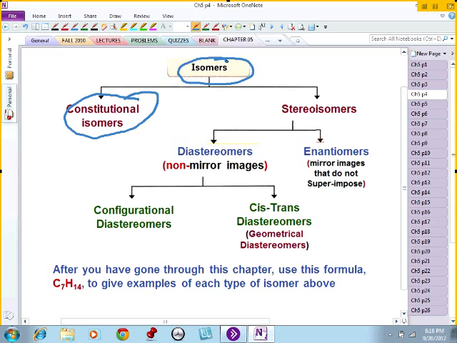Isomers are different compounds with the same molecular formula, right? Those are isomers, different compounds with the same molecular formula. So that we know from chapters 3 and 4, with the same molecular formula.